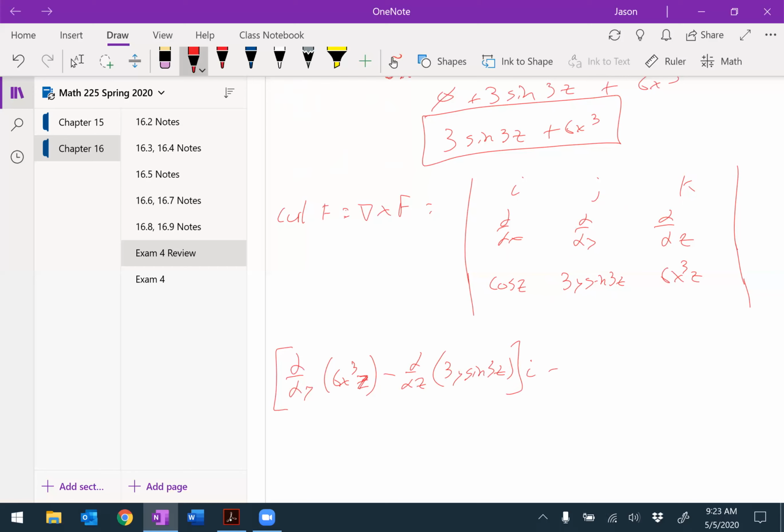Minus, what's j going to be? j is going to be d dx of 6x cubed z, minus d dz of cosine z. Okay, j plus, okay, so let's see what k is going to be. k is going to be d dx of 3y sine 3z minus d dy of cosine z.